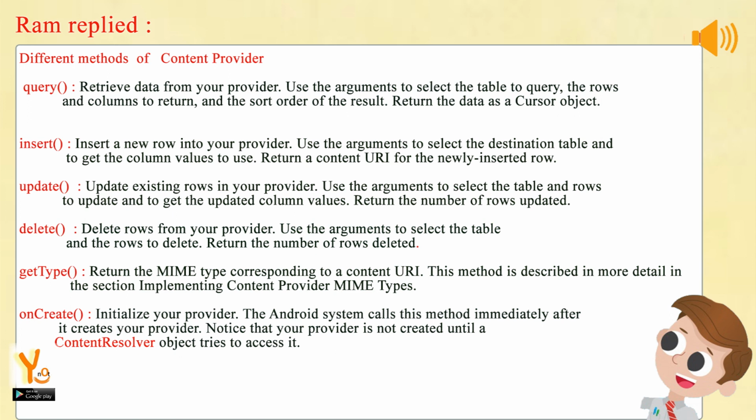onCreate. Initialize your provider. The Android system calls this method immediately after it creates your provider. Notice that your provider is not created until a ContentResolver object tries to access it.